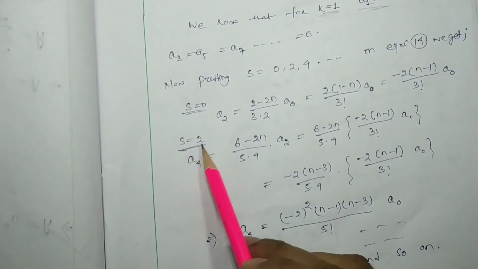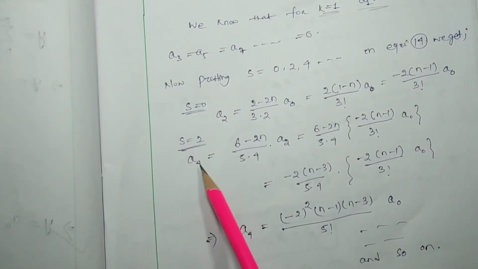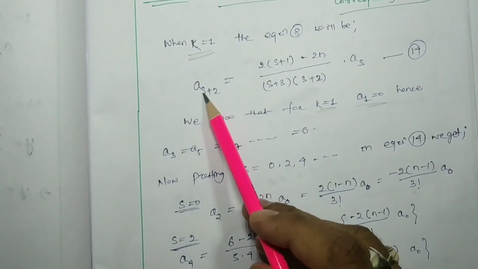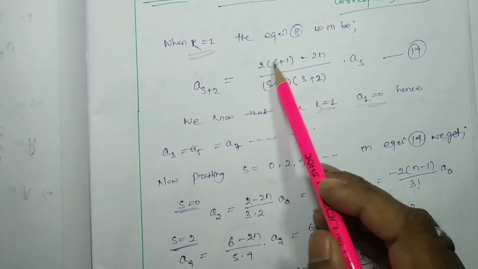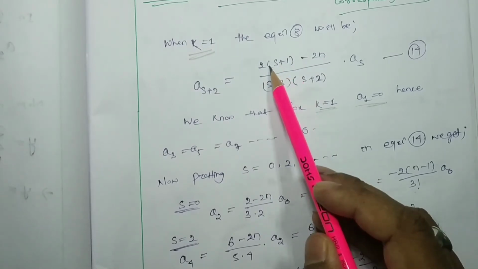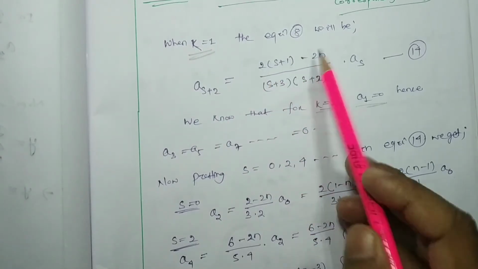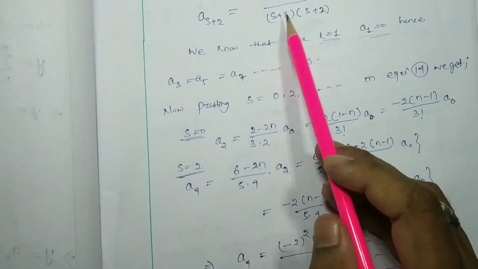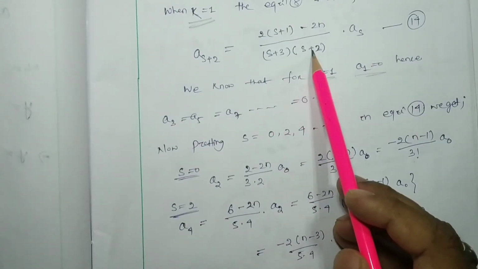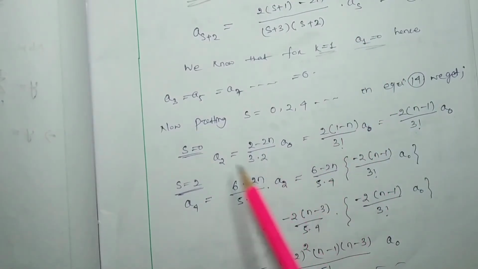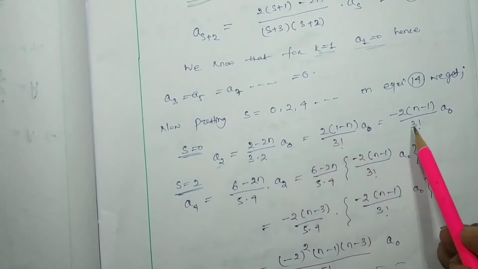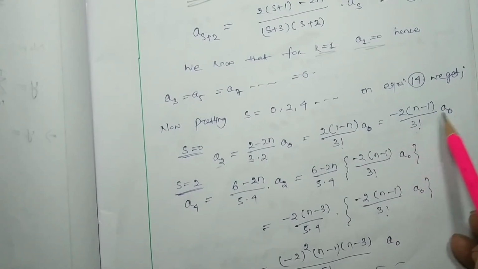Likewise, if we consider s equal to 2, then a4 will be equal to 2 into (2 plus 1, that is 3), 2 into (6 minus 2n) by 5 into 4, into a2 (s equal to 2 means a2, whose value we already got), which is minus 2(n minus 1) by 3 factorial into a0.